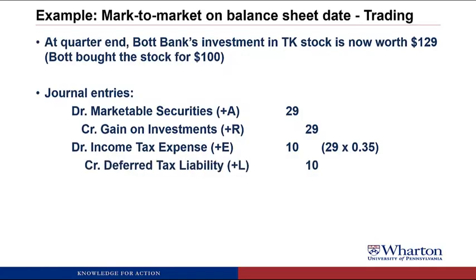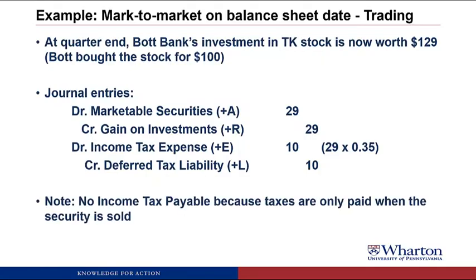They're going to credit a deferred tax liability of 10, and it's going to be a deferred tax liability because there's no tax owed the government yet, so there's no income tax payable involved. Income tax payable is only going to happen when we actually sell the security, then we owe the government taxes. So the way to view this deferred tax liability of 10 is we're sitting on this gain on investment. If we eventually sell the stock with that gain, we're going to have to pay taxes on it. So this deferred tax liability is estimating those future taxes we'll have to pay.